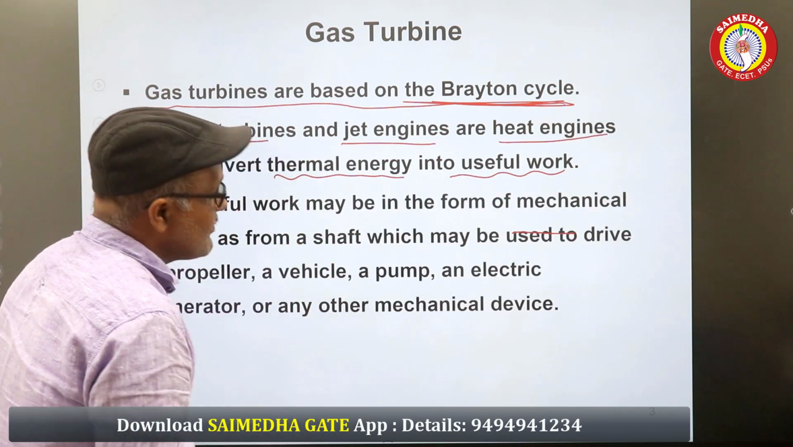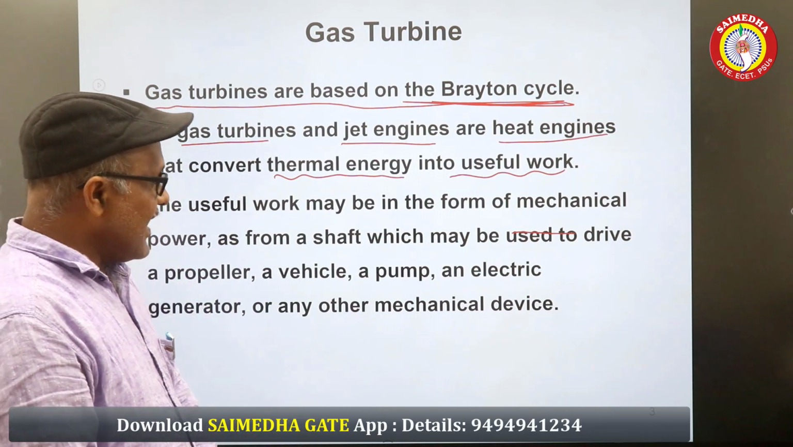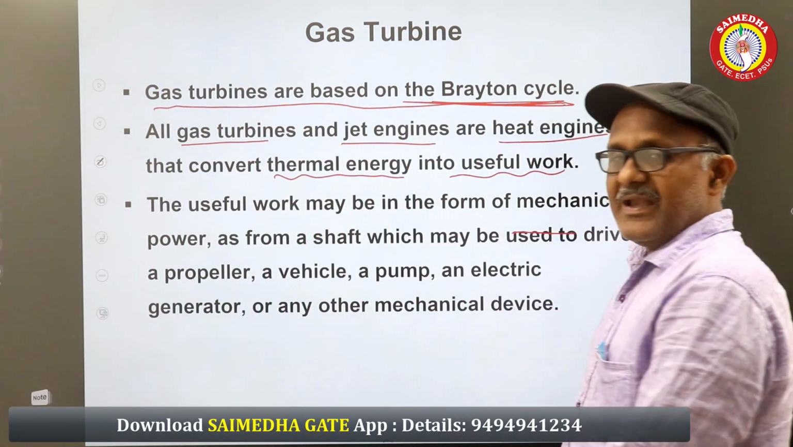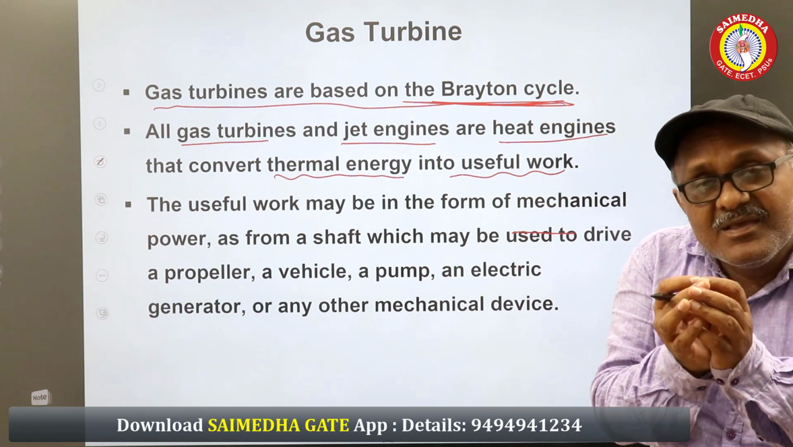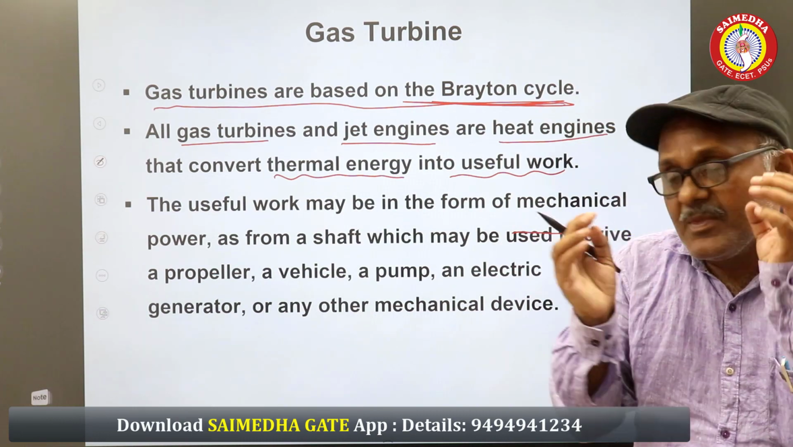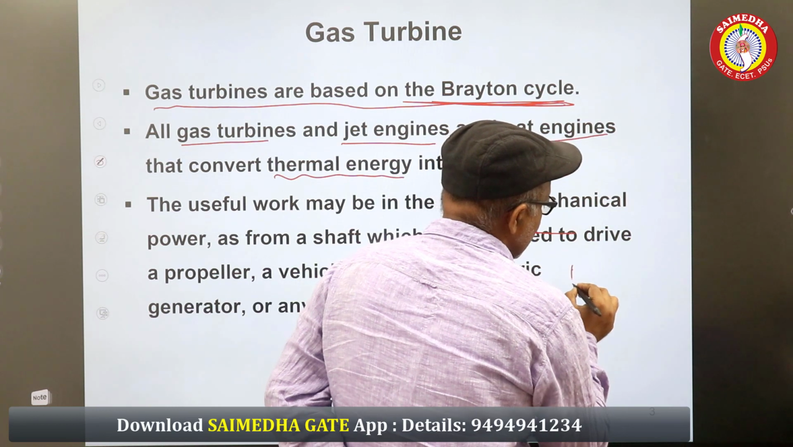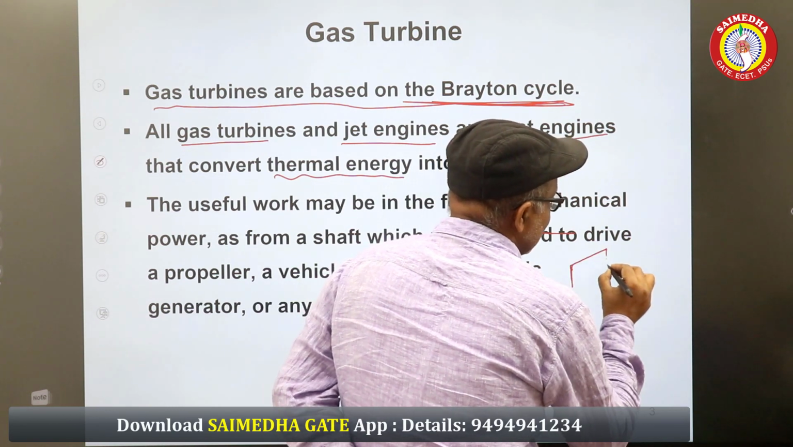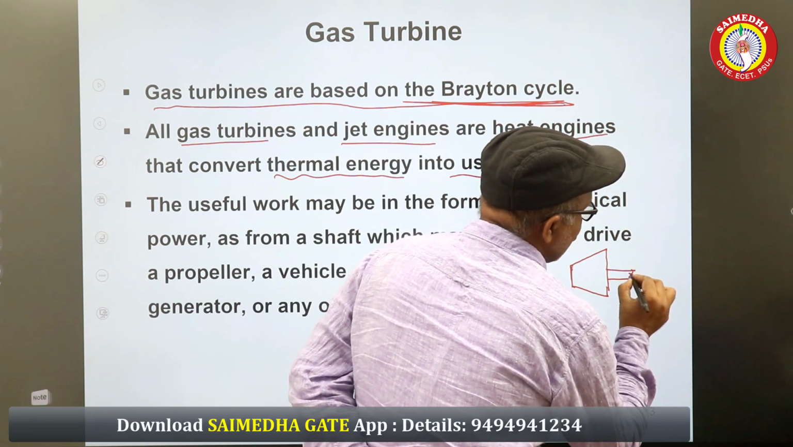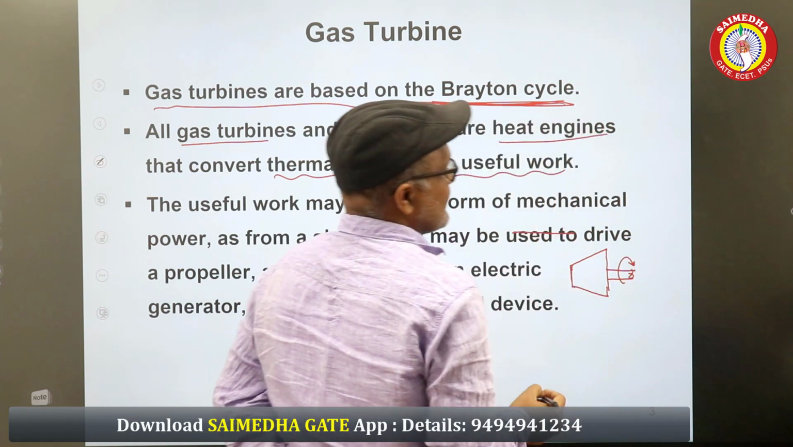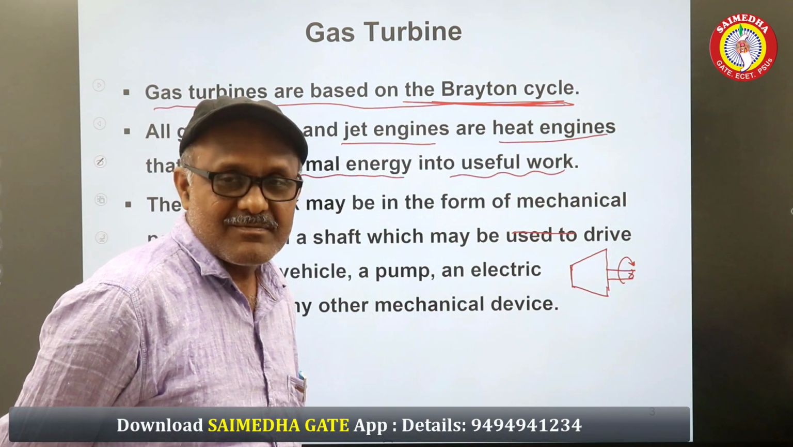The useful work may be in the form of mechanical power. The mechanical output energy from the gas turbine is in the form of mechanical energy. Suppose, for example, there is a turbine like this. At this point the output energy is available. Suppose it is connected to another device.